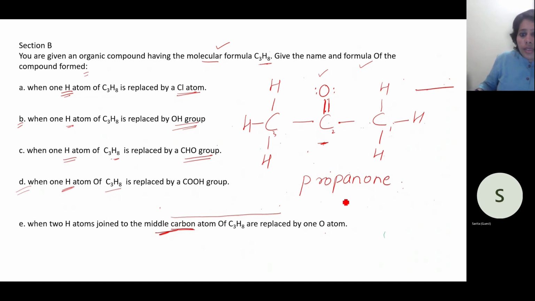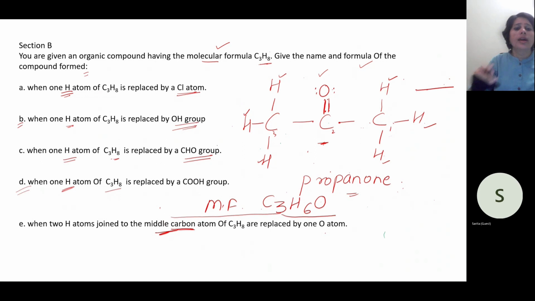Then what is the molecular formula? For the molecular formula, now count how many carbons? C3. Hydrogen, 1, 2, 3, 4, 5, 6. C3H6 and 1 O. C3H6O. This is the molecular formula of propanone. So hence you remember, like this we have to do. First, always start by writing the structural formula. In that only you substitute the other groups.